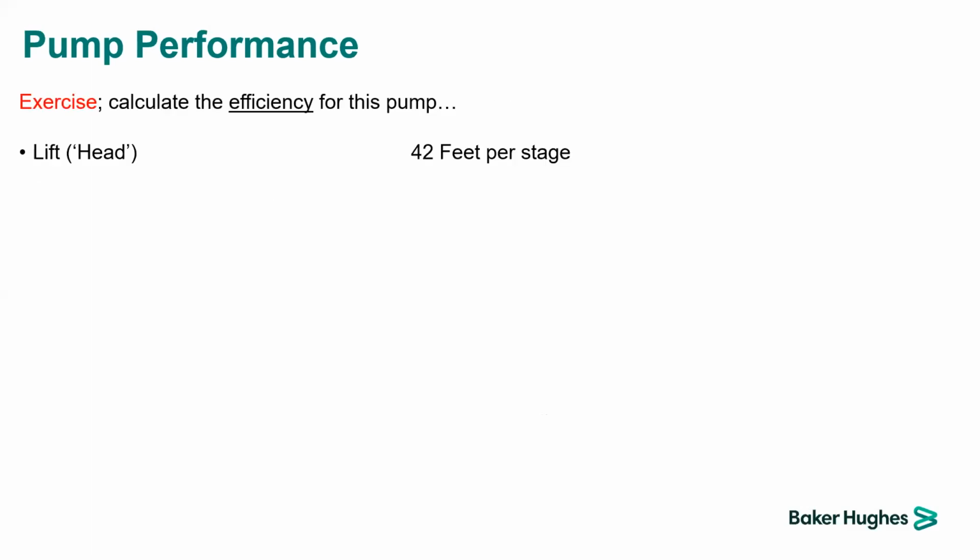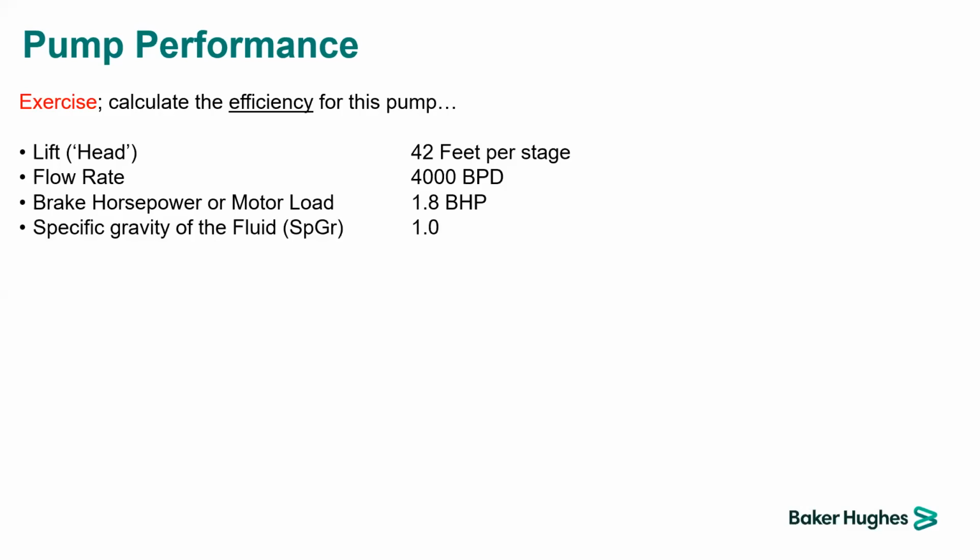This is an exercise on how to calculate the efficiency. If we assume the head per stage is almost 42 feet per stage, the flow rate is 4,000 barrels per day, the brake horsepower on the motor side is 1.8, and the specific gravity of the produced fluid is 1.